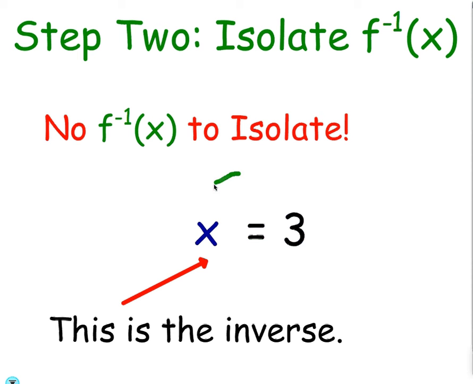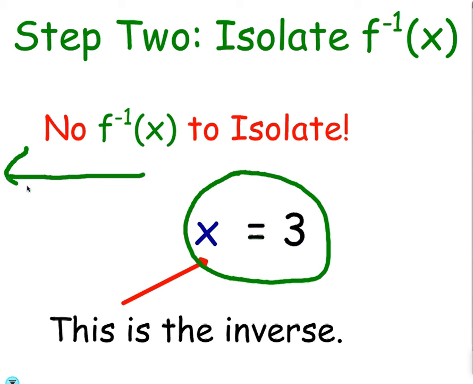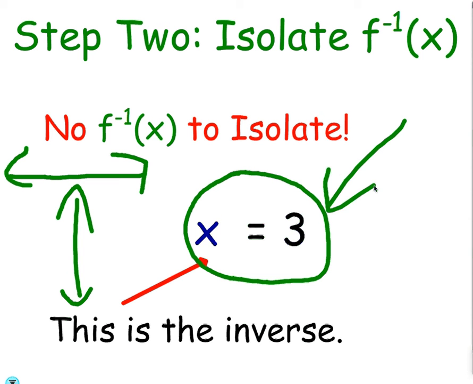If your original graph is horizontal, horizontal is going to look like this. Your inverse graph is going to be straight up and down. Remember when you have an equation x equals something? That's a vertical line.